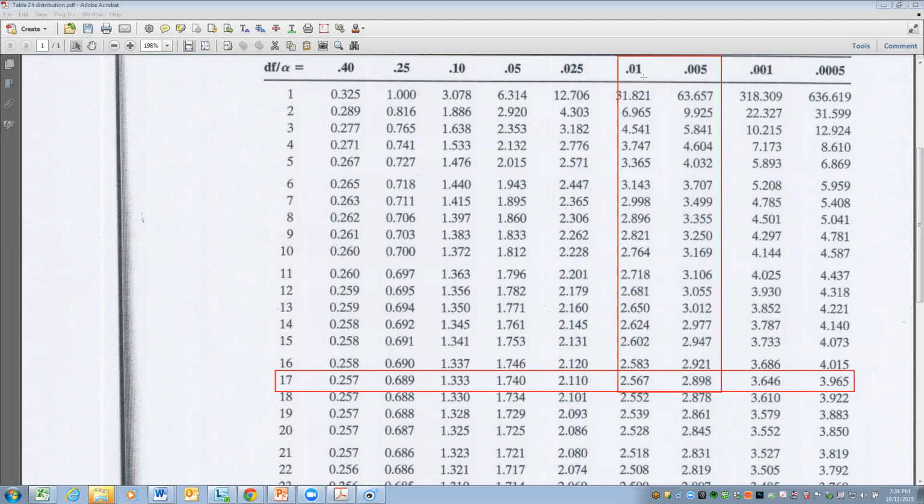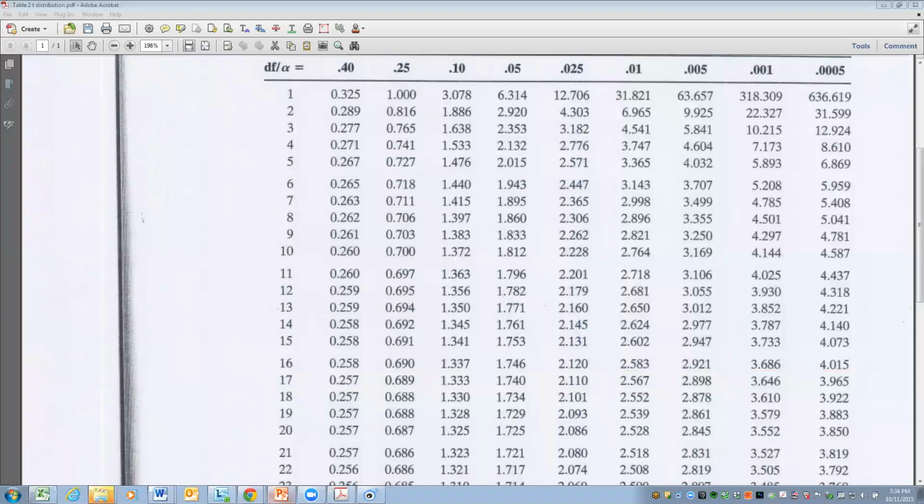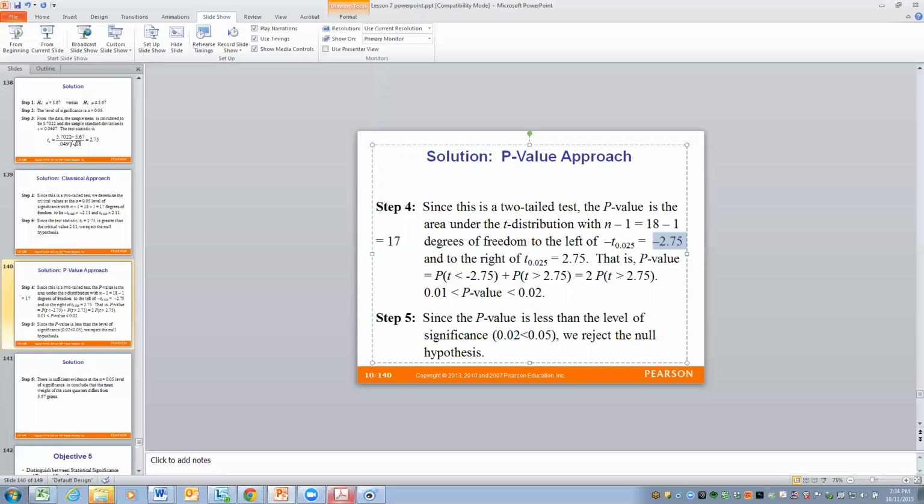So half of my total probability is between 0.005 and 0.01. So the total p-value would be double this, somewhere between 0.01 and 0.02. So the one-tail probability of going greater than 2.75 was somewhere between 0.005 and 0.01. Doubling that gives me a value between 0.01 and 0.02.